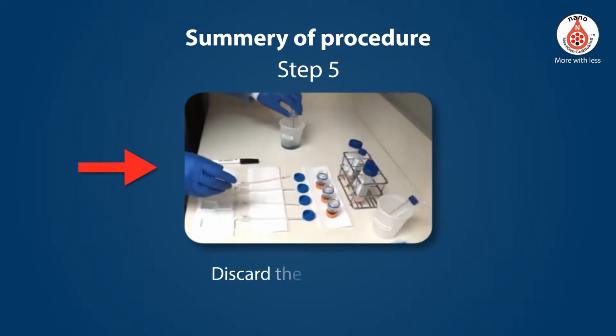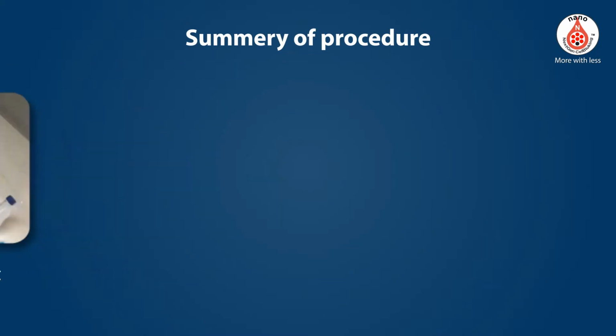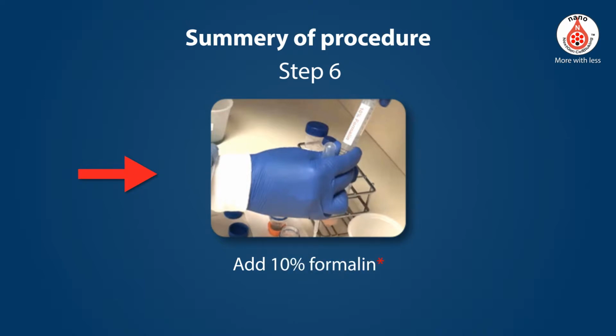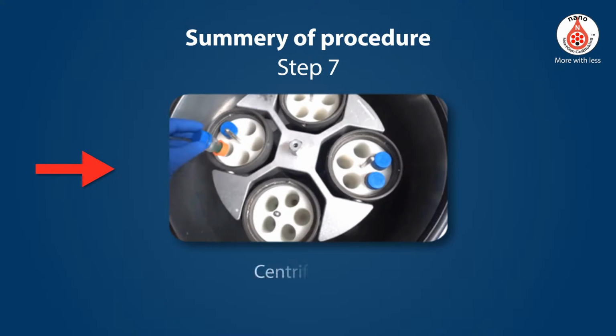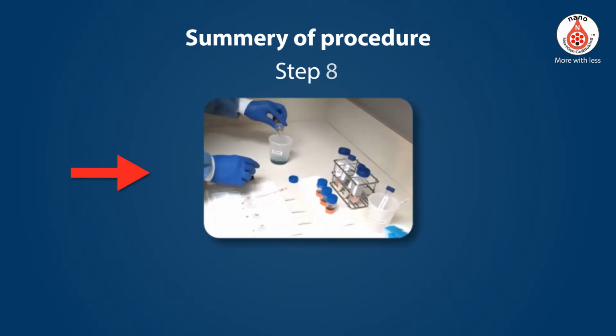Step 5. Discard the supernatant. Step 6. Add 10% formalin. Although 10% formalin is used in the demonstration, any other reagent or fixative may be replaced as required by the user protocol. Step 7. Centrifuge at 2500 rpm for 3 minutes. Step 8. Discard the supernatant.